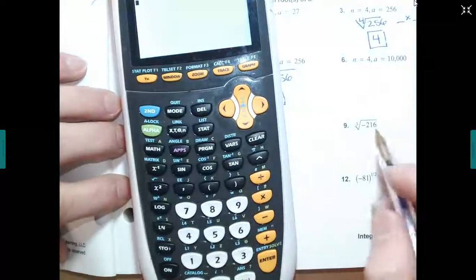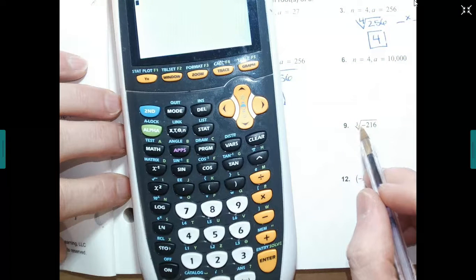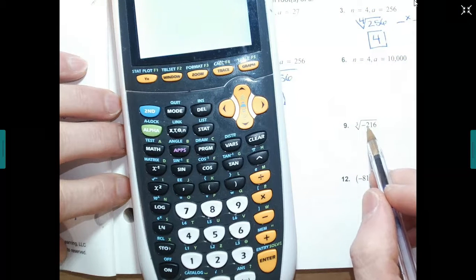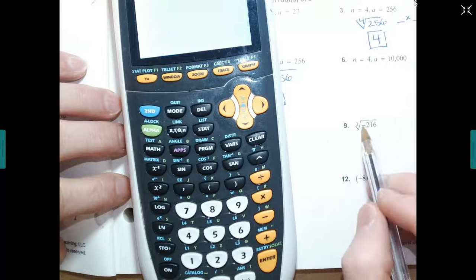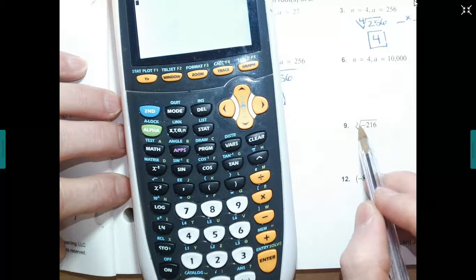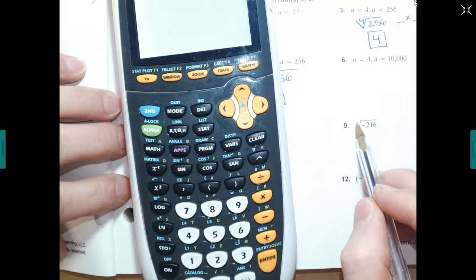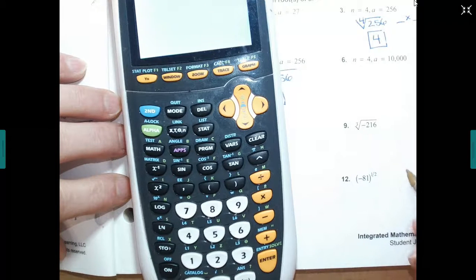Number 9. What times itself 3 times equals negative 216? Now let's keep in mind, in order to have a negative inside of a root, it has to be an odd root. I cannot have an even number here, or else it's not a real number.